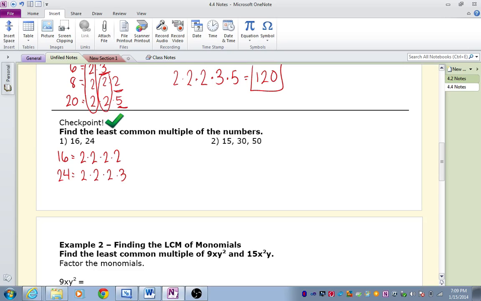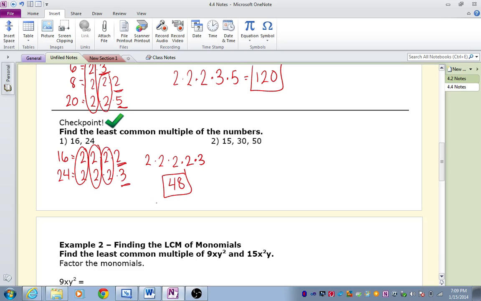So now I'm going to go through and circle common factors. I have a pair of 2's, so I write it on the side. I have another pair of 2's, so I write another 2. I have another pair of 2's. So all my pairs are taken care of. I'm going to write down my extra numbers. I have an extra 2 and an extra 3. So we have 2 times 2 is 4, 4 times 2 is 8, 8 times 2 is 16, 16 times 3 is 48.